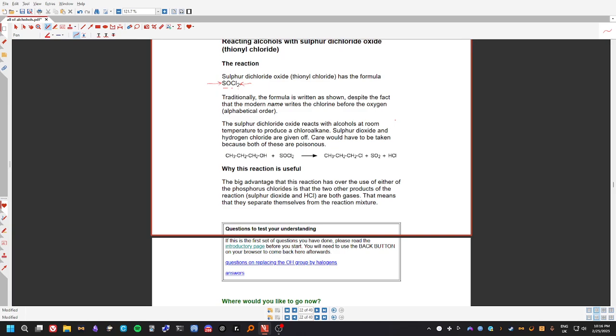The sulfur dichloride oxide reacts with alcohols at room temperature to produce the chloroalkane. Here is going to be your product, and sulfur dioxide and hydrogen chloride are given off. So we have two gases this time: sulfur dioxide and hydrogen chloride.